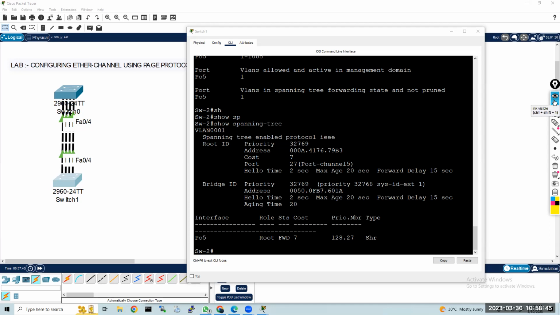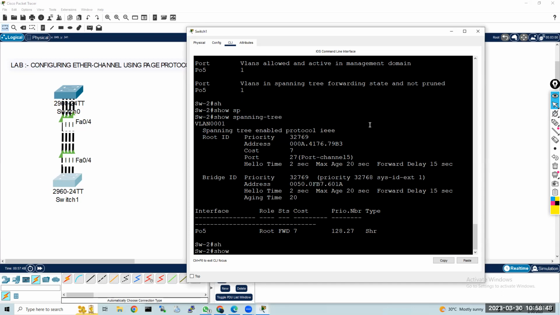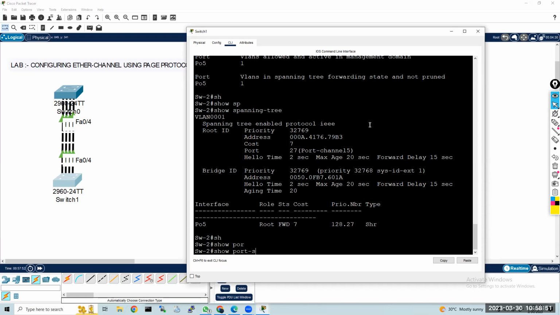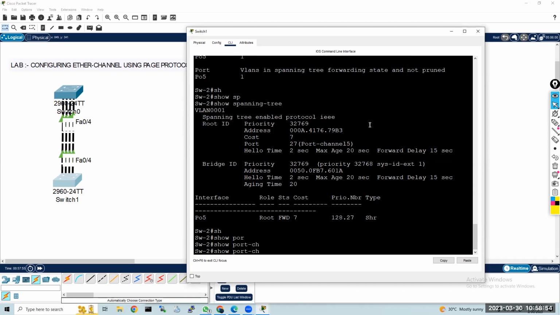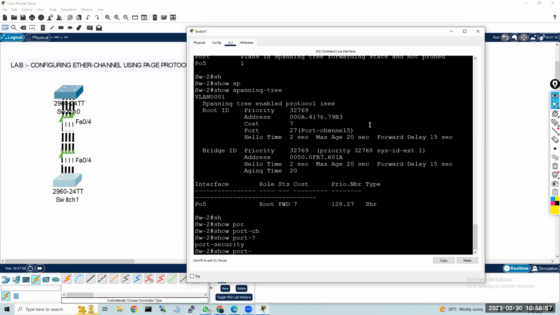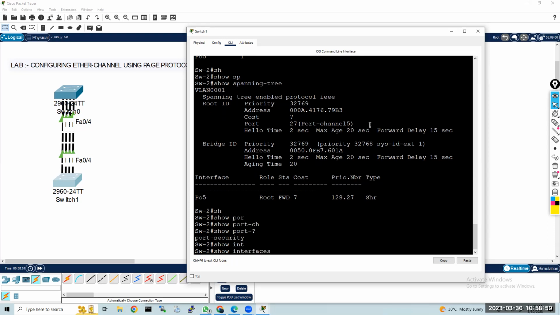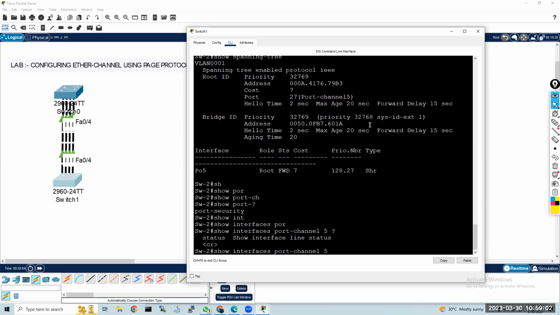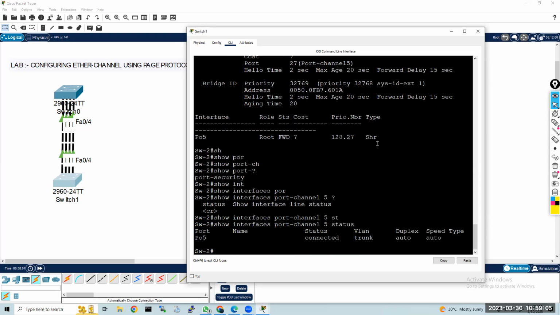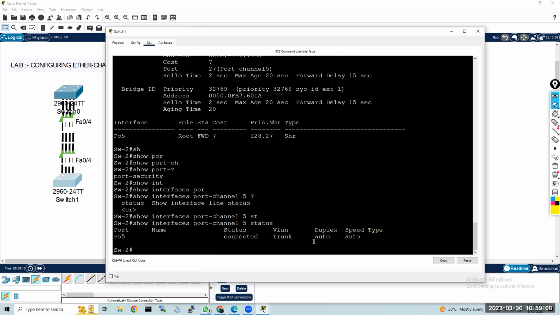So we can type the command like show port channel, show interface port channel 5 status. Speed is auto, it is a trunk link, status is connected. Duplex is auto duplex, meaning it supports both half duplex and full duplex.